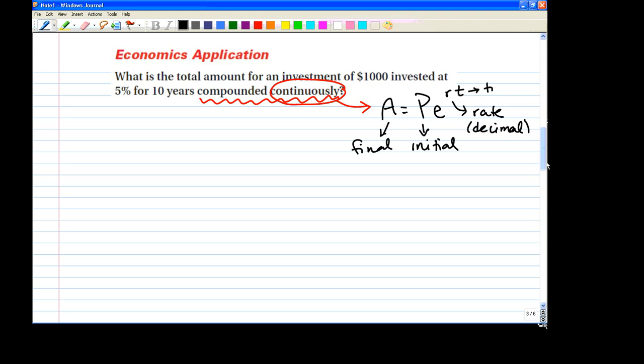And T is going to be our time. So let's look at this example. We are investing $1,000 at 5% for 10 years, compounded continuously. So we're looking for what that final amount will be.